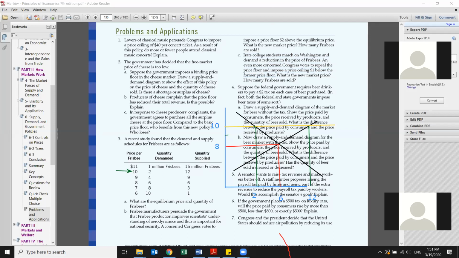So here, it will be $9. If it's $9 and it's a price ceiling, it means a maximum price. They shouldn't go above this $9. So is it a binding or not binding case? This is very easy to answer.